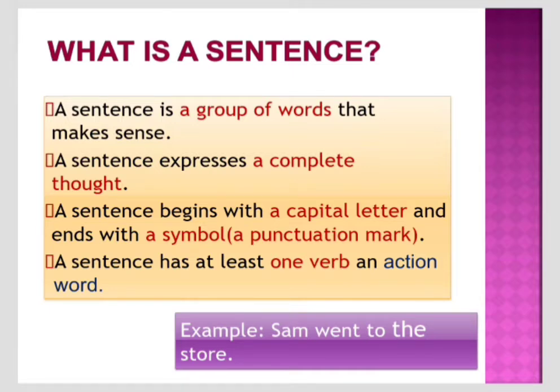A sentence begins with a capital letter and ends with a symbol, that is a punctuation mark. It can be a full stop, a question mark, or an exclamation mark, depending on the sentence. A sentence has at least one verb, that is an action word, to it, right? For example, Sam went to the store. This is a sentence having a noun, which is Sam, a verb, which is went, and to the store, store becomes our object.